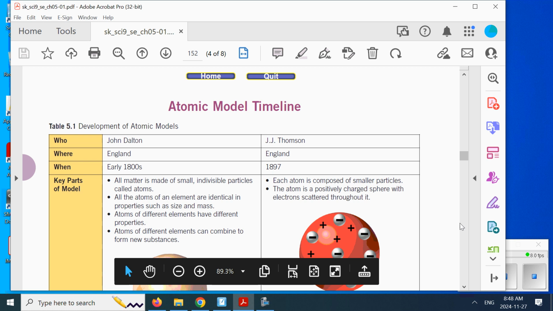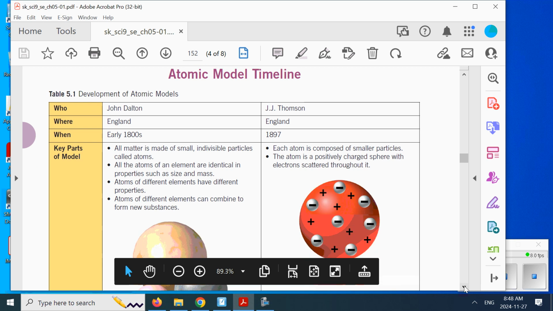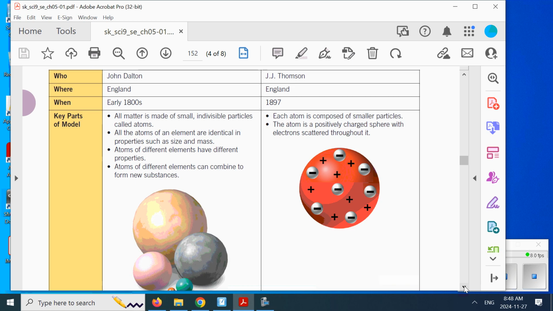Now the atomic model timeline here in the chart. First, John Dalton. A lot of these guys are European, and we're skipping the whole Greek idea because it wasn't supported by evidence, but a guy named Democritus had this idea of atoms and things being uncuttable. But there was no scientific evidence. It was just a good idea that he had, but not exactly science.